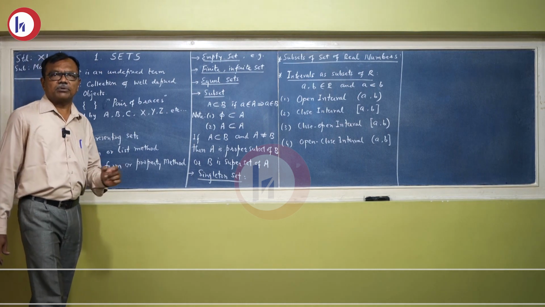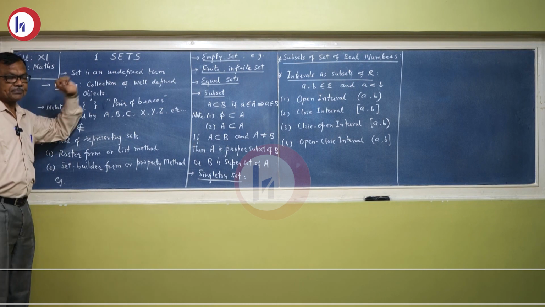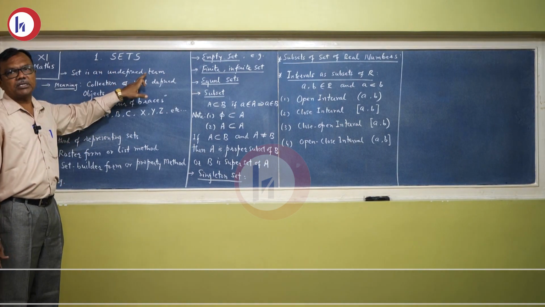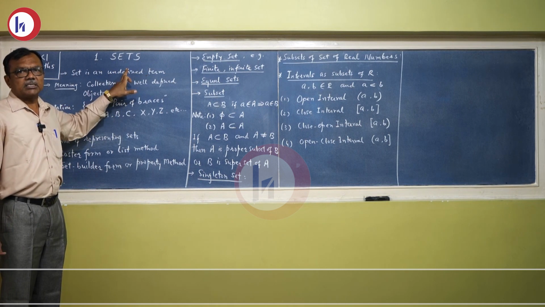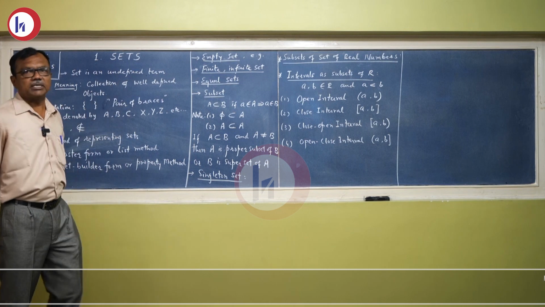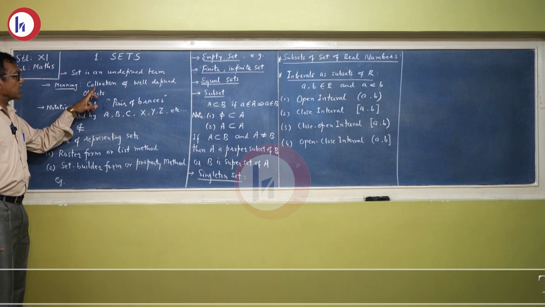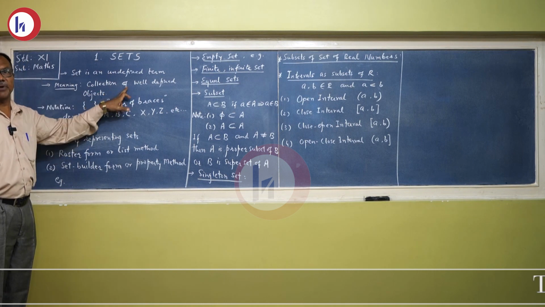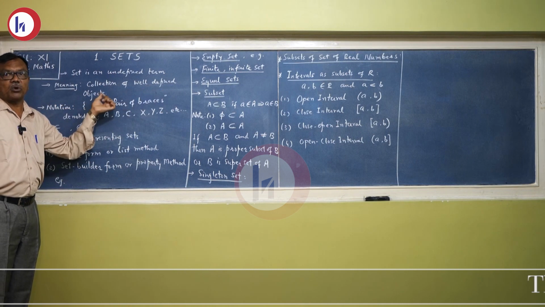Let us revise whatever you studied in the lower standard. Sets. As you know, a set is an undefined term. We cannot give the proper definition of a set, but we can give the meaning of a set. The meaning of a set is a collection of well-defined objects. Now let us understand what we mean by well-defined objects.